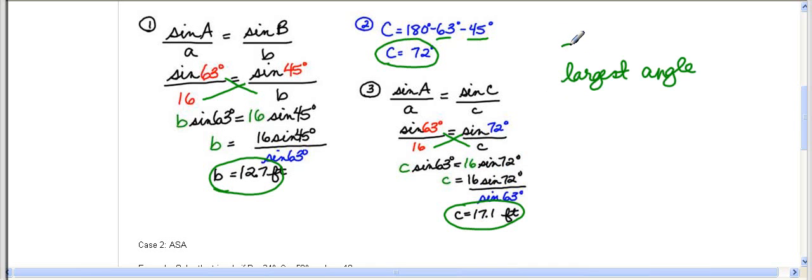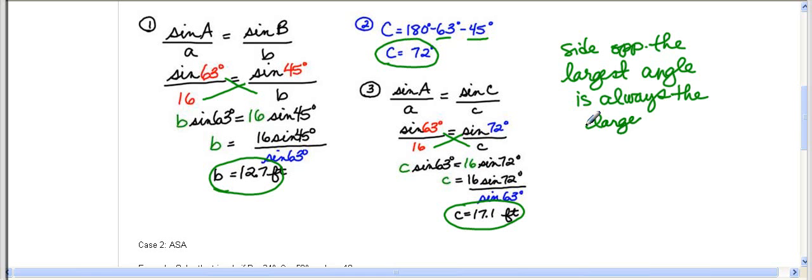Now just as a mechanism to check, you always need to look for this: the side opposite the largest angle is always the largest side. And that is the case here, right? Our angle C is the largest, and our side opposite angle C, which is C, 17.1 feet, is the longest side. And likewise, the side opposite the smallest angle should be the smallest side. So that's just kind of a mechanism that you can check the work that you're doing.